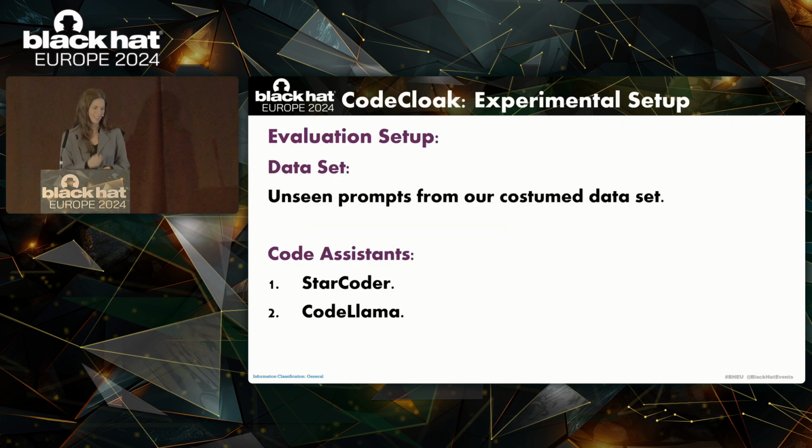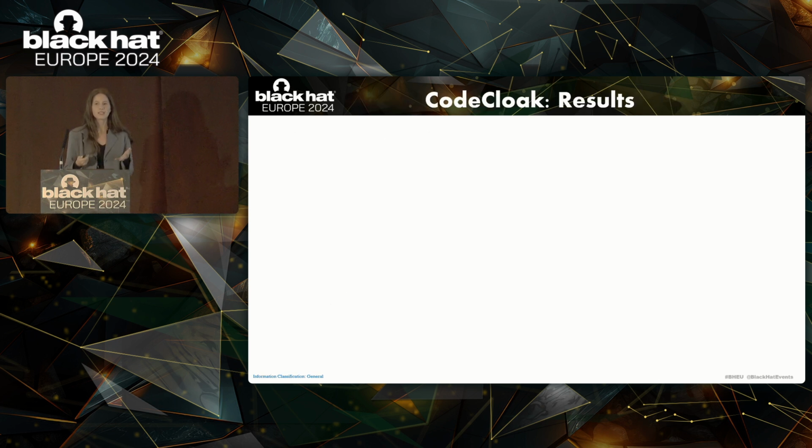So great. I would like to explain how we did the evaluation setup. First, the dataset that we used was unseen prompts from our custom dataset. Second, the code assistants that were used were two well-known open source AI code assistants, StarCoder and Code Llama. And now I would like to show the key results from our research.